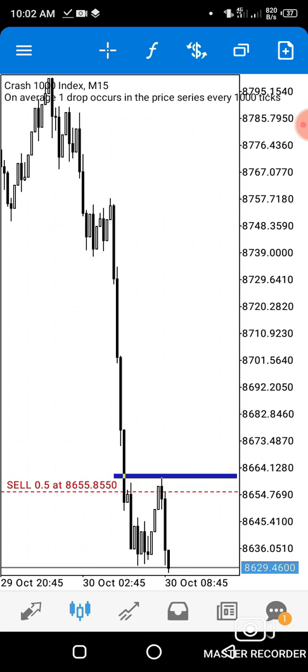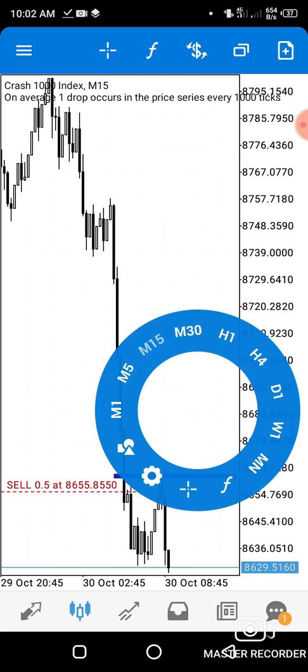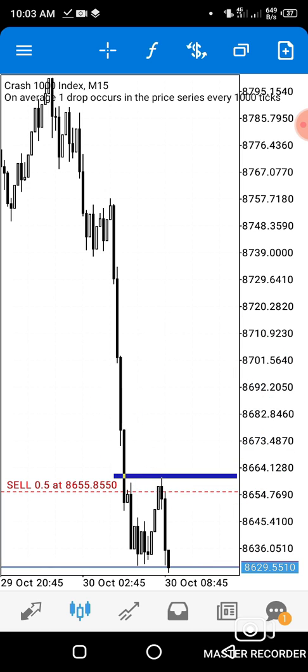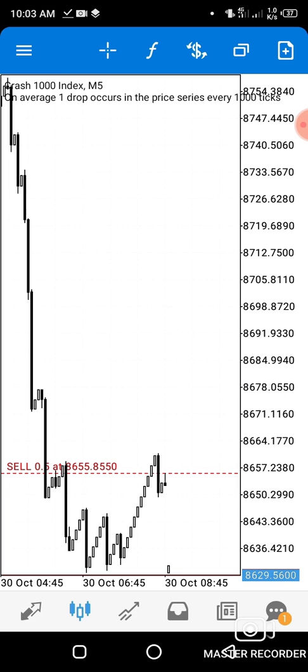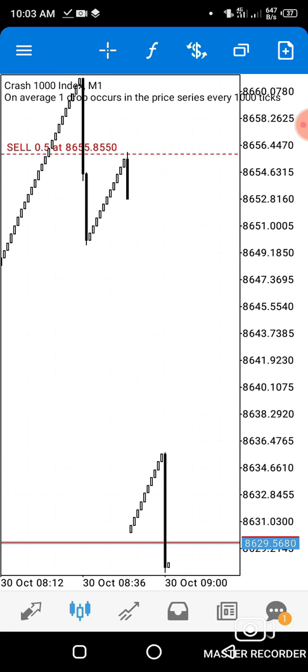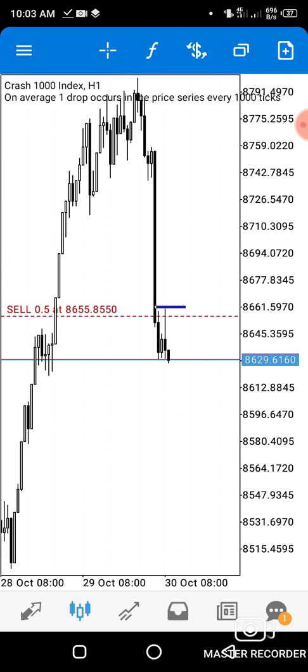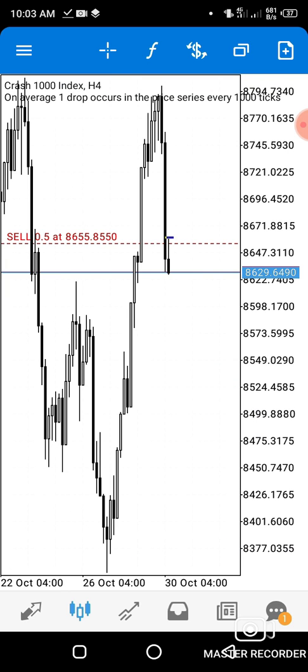Now for you to be able to figure out the trend of the market, you have to go to higher time frames. The higher time frames are best to use to figure out the trend of the market. So this is the 1-hour time frame, and this is the 4-hour time frame.